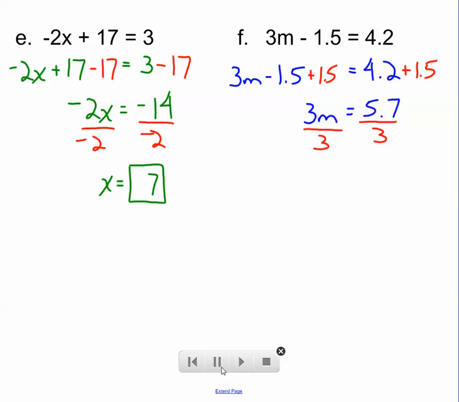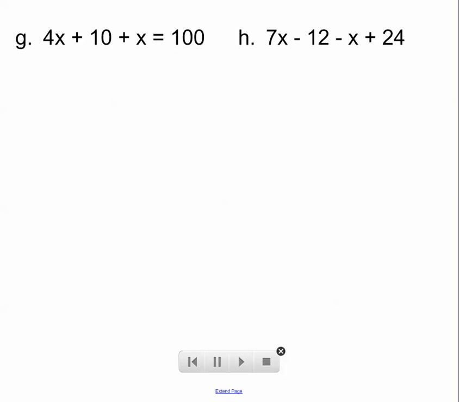Okay, 57 divided by 3 is 19, so 5.7 divided by 3 should be 1.9. Try not to be so reliant on a calculator, even though I just got it wrong there, but I'm going to fix that. Okay, 1.9. We make mistakes, but we just have to catch them and learn from them. Two more, and then we'll do that last story problem.